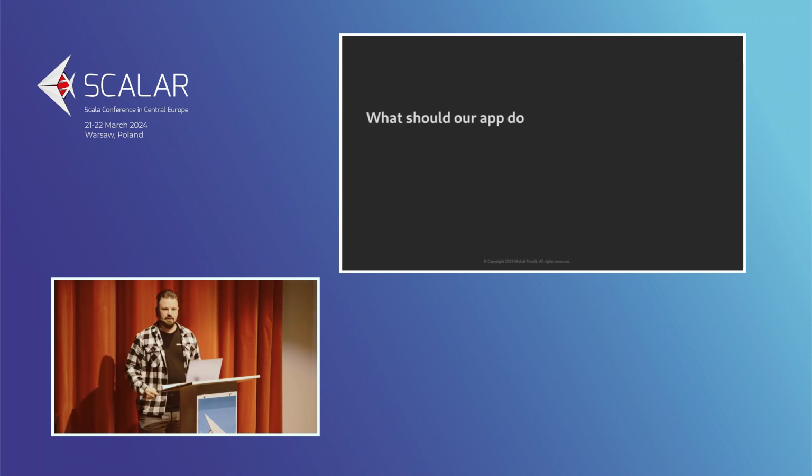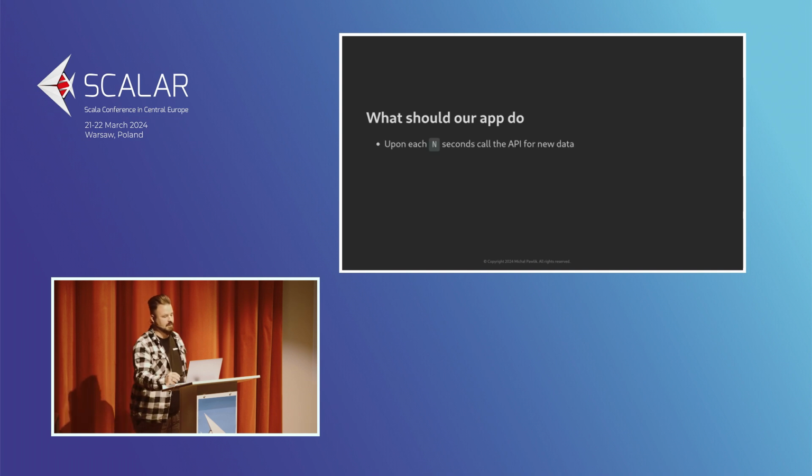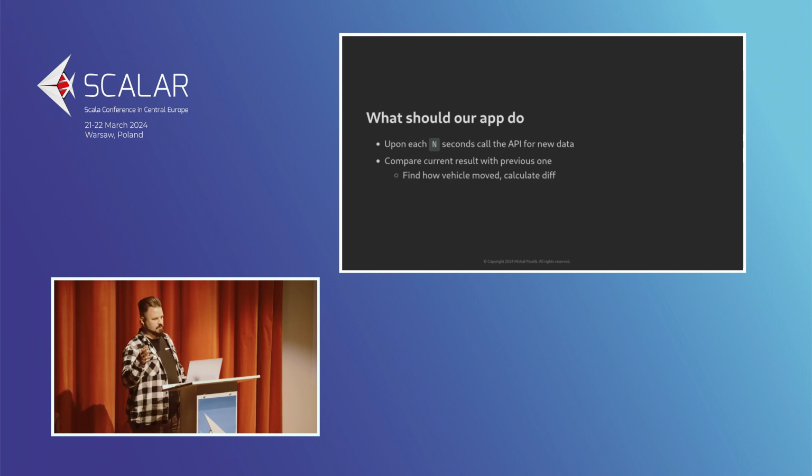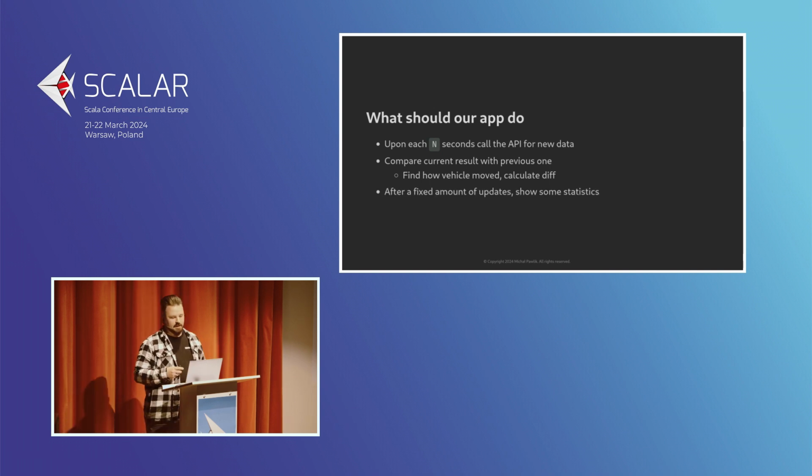What should the application really do, on the very abstract level? So we want to, every n seconds, so as not to get into rate limiting, call the API for the new data, right? Once we have the data, we want to compare it to the previous result and calculate the differences between positions, basically call the distance method. And then after a fixed amount of updates, we just gather those differences and calculate some sort of statistics.